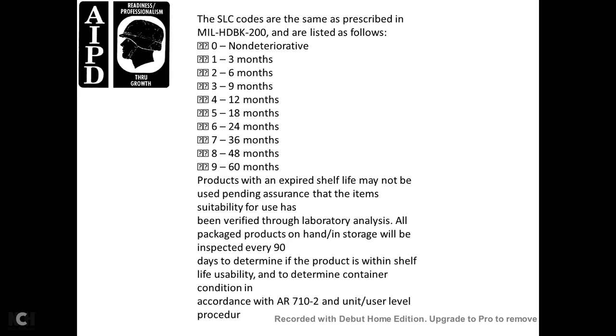Products with an expressed shelf life may not be depended on to be suitable for use until verified by laboratory analysis. All packaged product in storage will be inspected every 90 days to determine if the product has exceeded its shelf life and remains usable, in accordance with the current procedure and unit user level procedure.